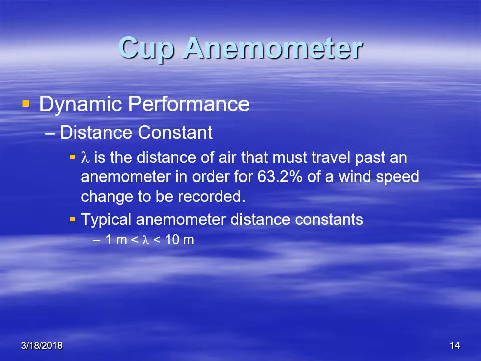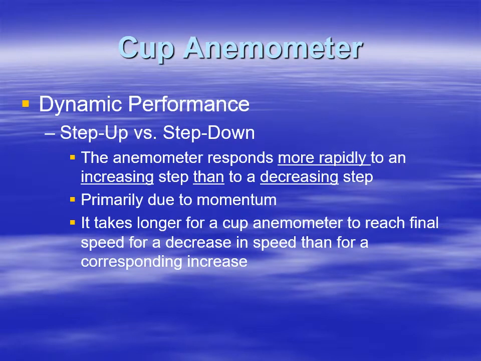Typical distance constants for cup anemometers are anywhere from 1 meter to 10 meters. Of course, you want shorter distance constants because that means it spins up faster. Also, cup anemometers respond differently to a step up or step down in wind speed, and that deals with the momentum of the cup wheel. If you have a step down, or the wind speed decreases, the cup tends to keep rotating longer because of its momentum. So it responds more slowly to a step down, but it responds more rapidly to a step up, or an increase in wind speed.